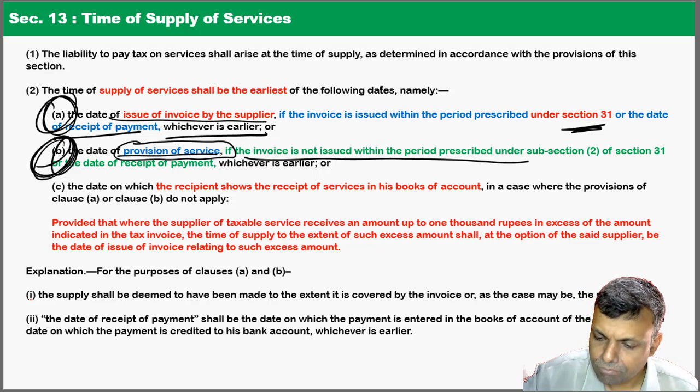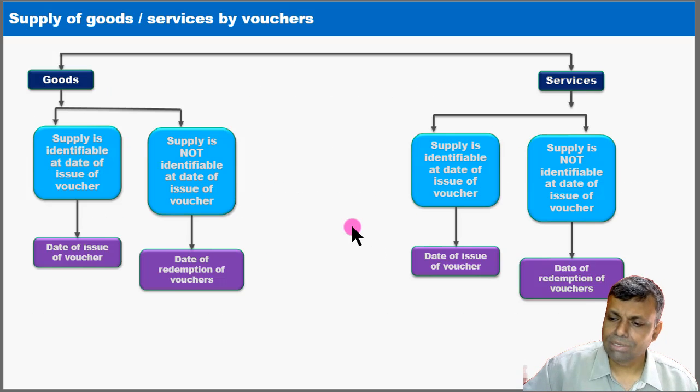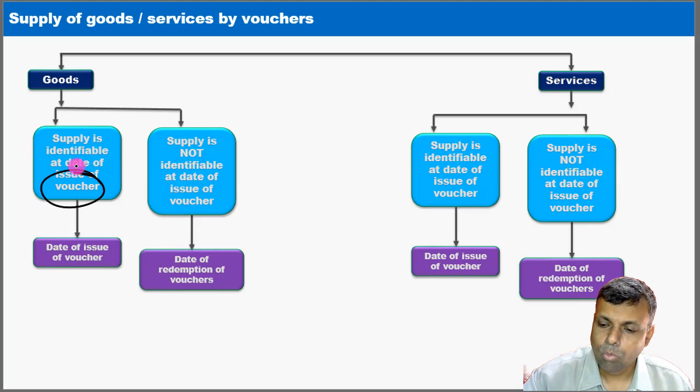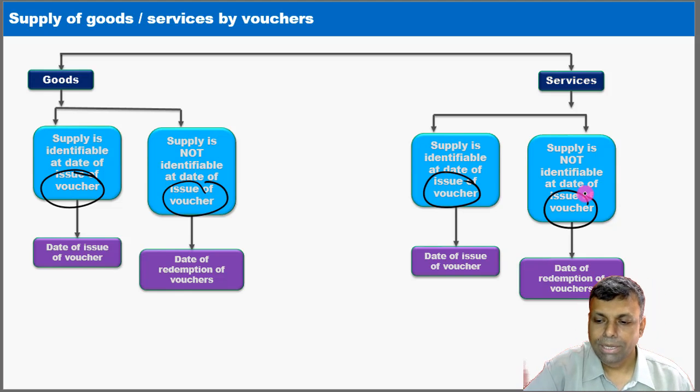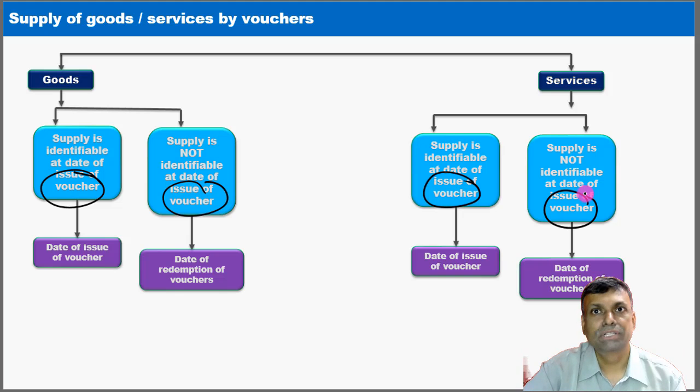Okay, further, in case there are any transactions carried out in relation to goods or services with respect to vouchers, if the supply is identifiable, that means, for example, if there is a voucher for a specific supply, you can use that particular voucher only to buy particular goods. Or say, for example, a voucher which is given to you only to be used for the purchase of shoes.